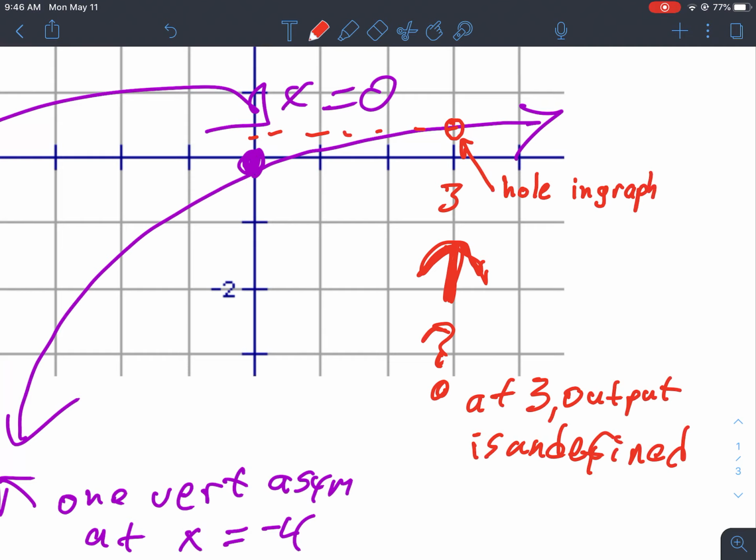But it's so small you can't see it. It's infinitely small because really, really close to 3, there is an output. The only thing that doesn't have an output is at 3. So this hole is actually infinitely small. You can't see it.